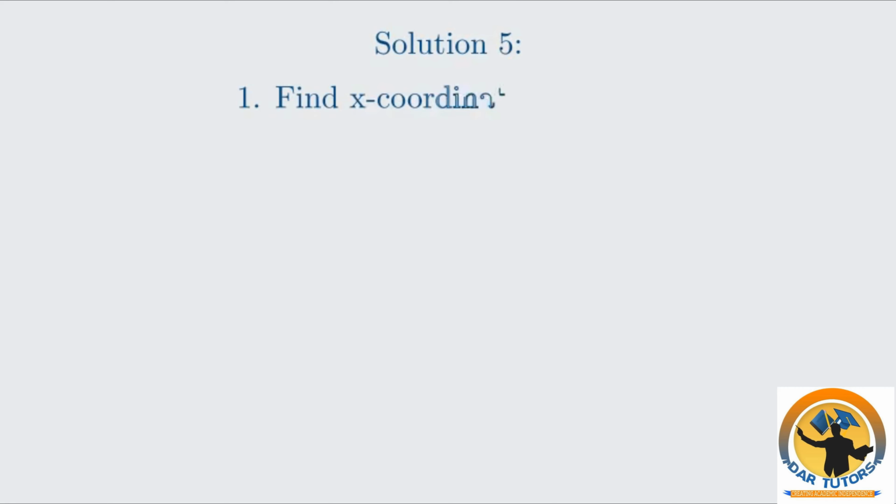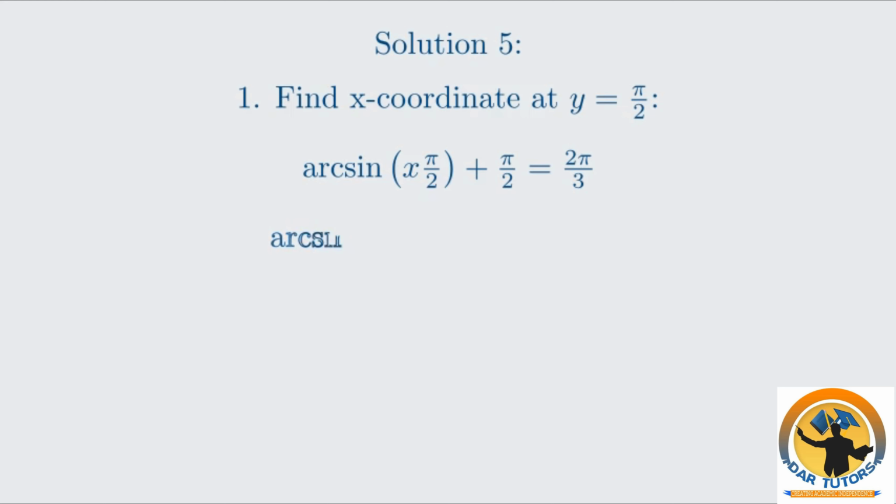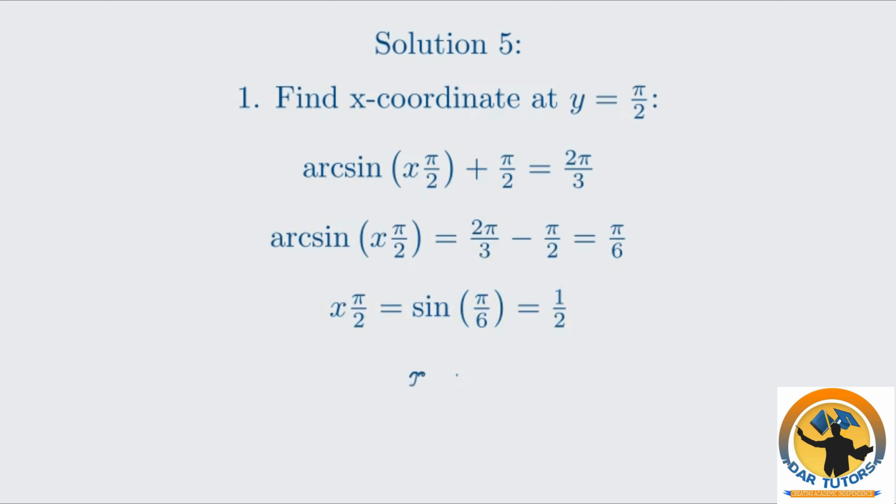First, we find the x coordinate. Substituting y equals pi over 2 into the original equation, we get arcsin of x times pi over 2, plus pi over 2 equals 2 pi over 3. Subtracting pi over 2 from both sides, we get arcsin of x pi over 2 equals pi over 6. Taking the sine of both sides, we get x pi over 2 equals sine of pi over 6, which is 1/2. Solving for x, we find x equals 1 over pi. The point is 1 over pi, pi over 2.